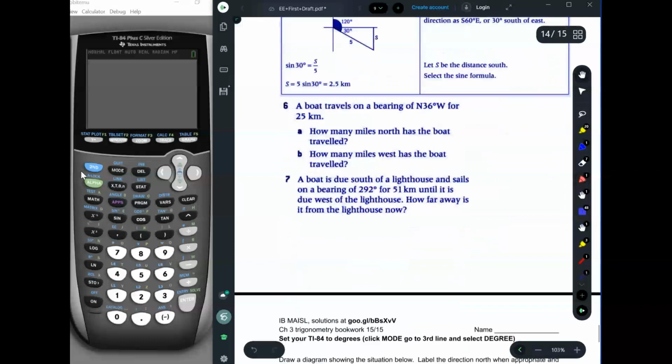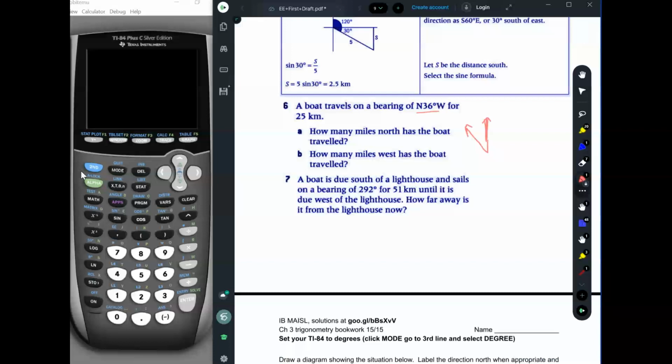The first problem says, a boat travels on a bearing of north 36 degrees west for 25 kilometers. How many kilometers north has the boat traveled? Okay. So in this case, they're giving it using the north, south, east, west notation. So remember, north 36 degrees west means start out north and then go a little bit to the left of that toward west. So that would be this angle here. How many degrees to the left did you go? 36 degrees. Okay, so it's kind of like in that direction. This is north.